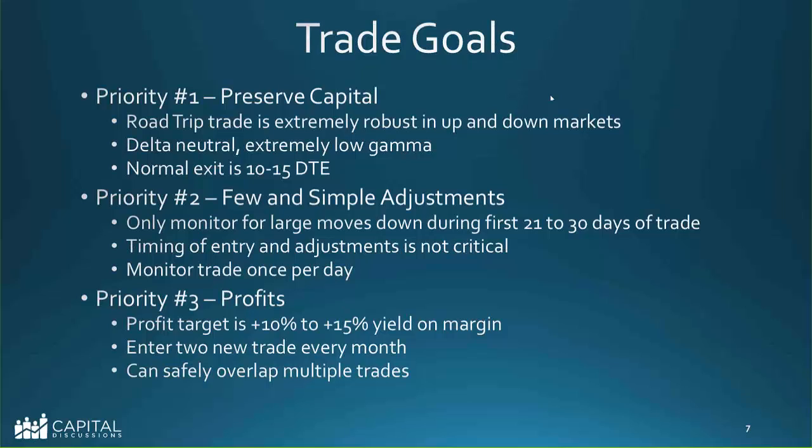Timing of the entry adjustments isn't that critical. So we do have an entry window of, say, 70 to 80 days. And if you don't get filled on the 80th or 79th or 78th day, it's not too big of a deal. And then generally on most markets, you can just monitor it once per day. As long as the markets aren't making big moves, you can probably just check it, make sure everything's okay, and go about your business. And then profit target, we're trying to get 10 to 15% yield on our margin.